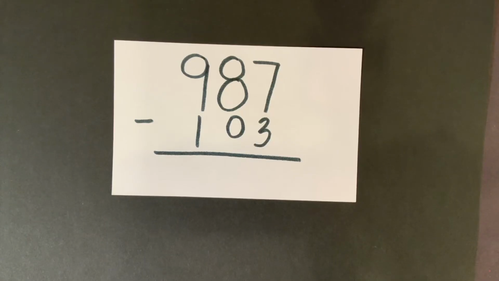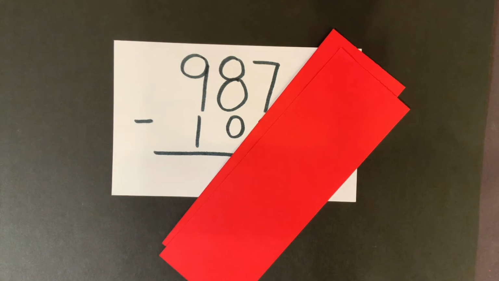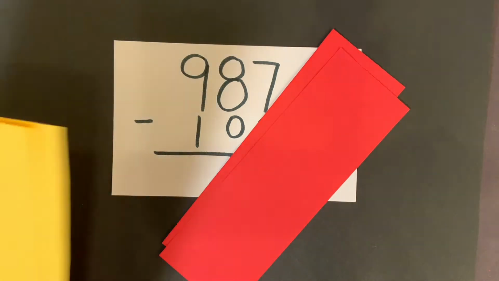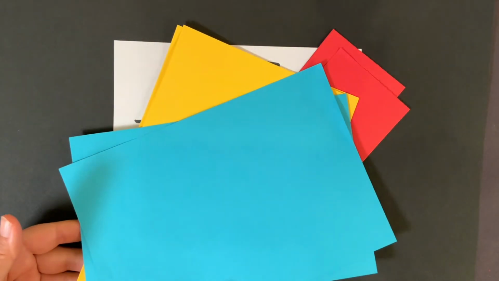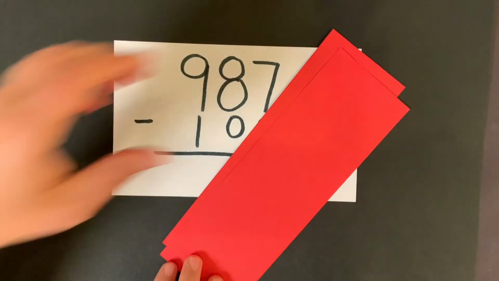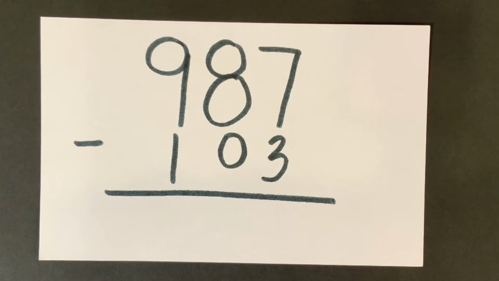I hope you have a black piece of paper, and we are going to pick 3 colors of paper for each place value of our subtraction problem. I have chosen red, yellow, and blue. Hundreds, tens, and ones. Okay? We are going to do the subtraction problem. The answer is going to tell us how many shapes to cut from each color. So, what is 7 minus 3?